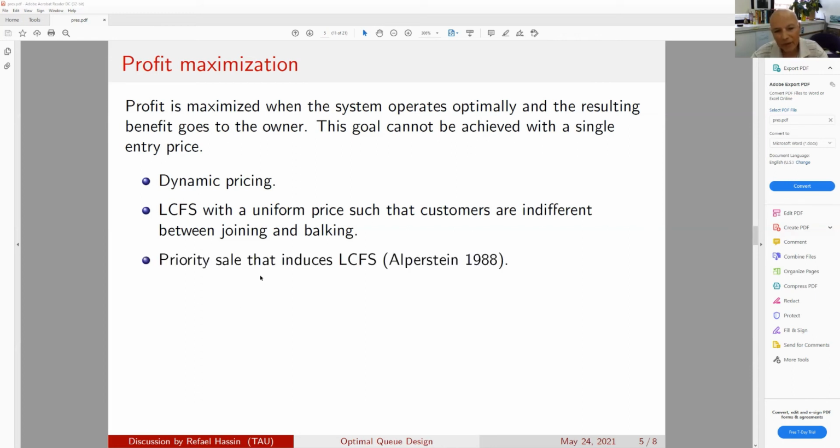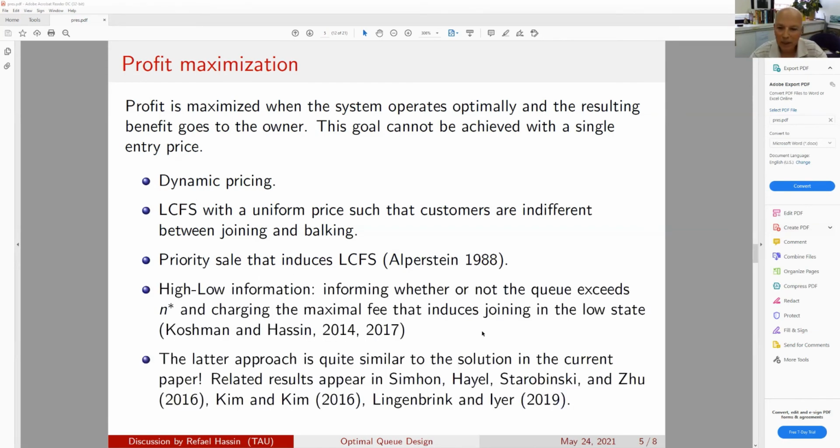There is another possibility here, but the last one is the most interesting to our paper. It's high-low information. So there is an optimal threshold. It's written here as N star. And if I want to choose the language of the current paper, I recommend that customers join if the queue length is below N star. But I don't tell them what the queue length is. So this is exactly the no information case here with a recommendation.